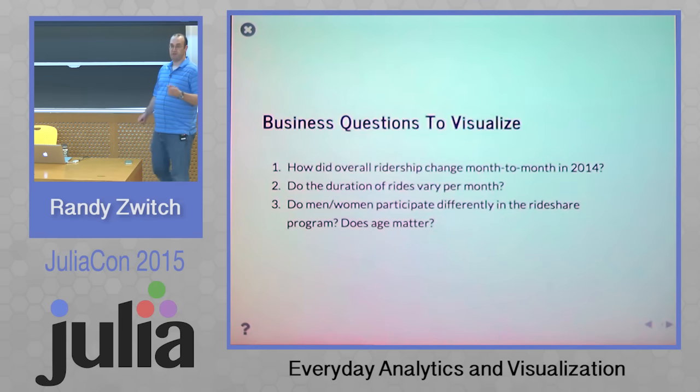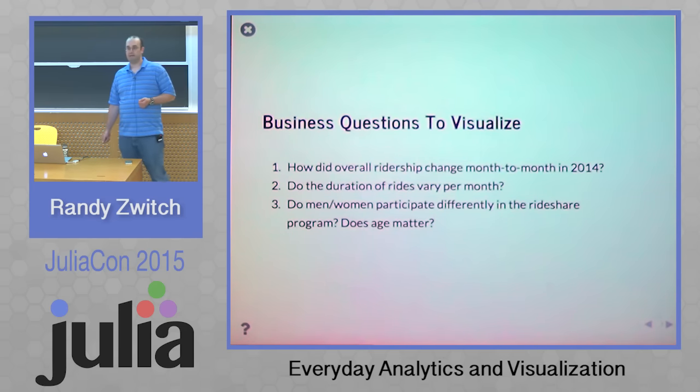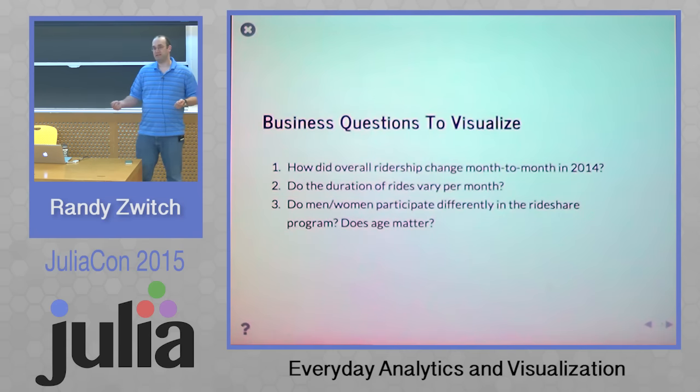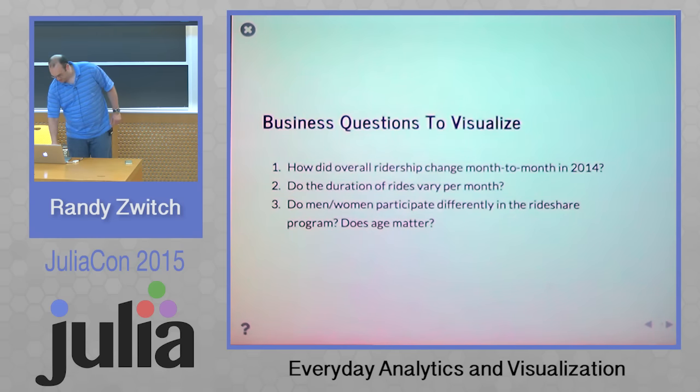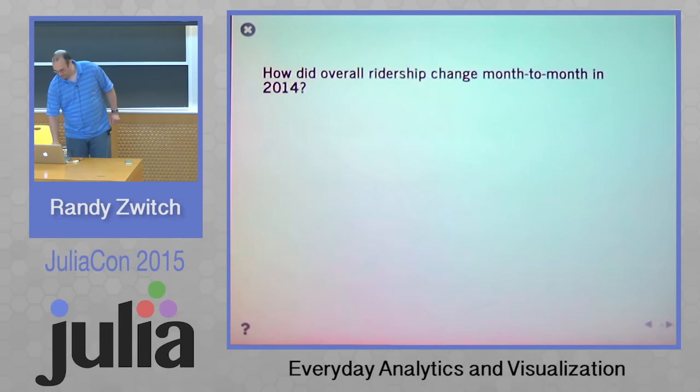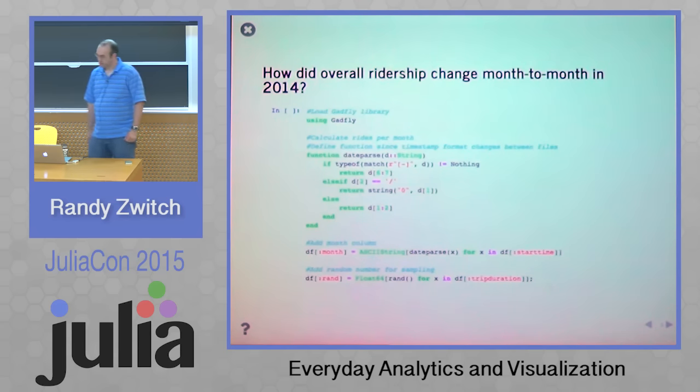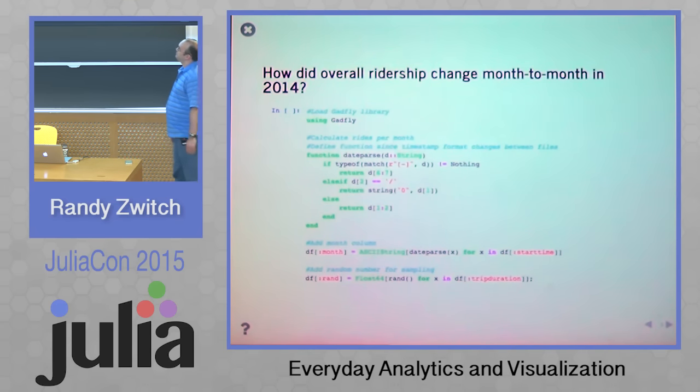So the same reason. If you have this temperature effect, if people are riding in December, do they ride really short rides relative to perhaps April, when it's a really nice day out and they take the bike out all day? Again, we can evaluate that. And then finally, do men and women participate differently in the rideshare program? And does age matter? We can answer all four of these questions very easily using visualizations. Okay, so if we want to use the Gadfly library, again, we just load it up.